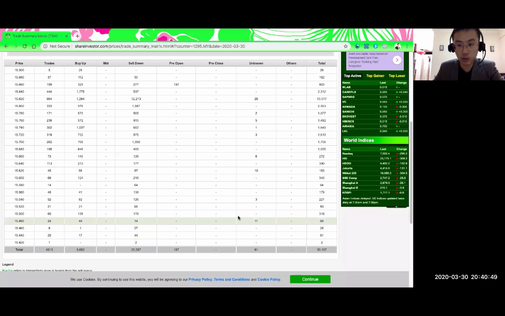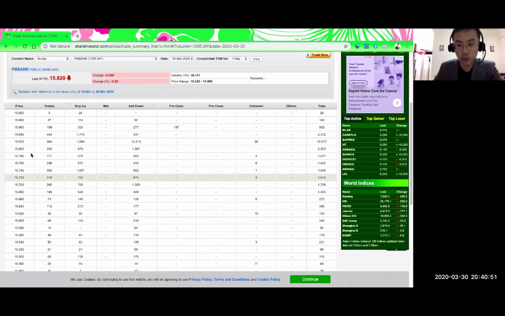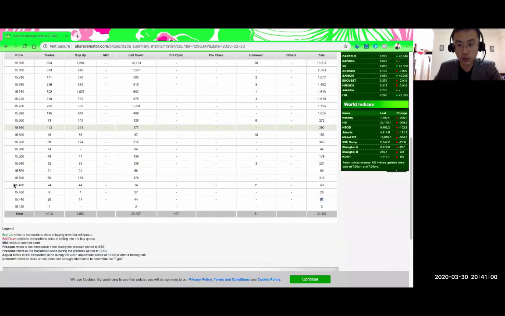This is the intraday price movement, 1542 to 1590. Okay, so this is the intraday. At the high price of that single day, 1590, the buy up total is 5 trades and 22 lots buy up. Okay, so this is what happened for one single day.